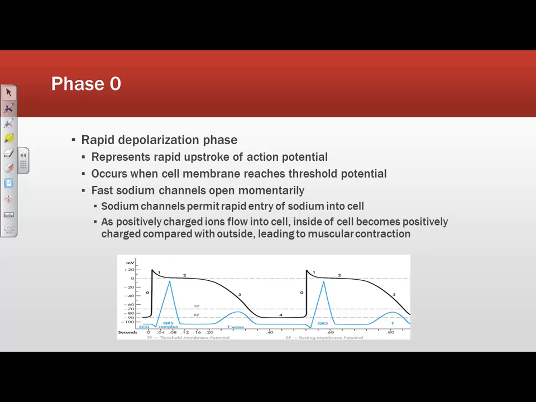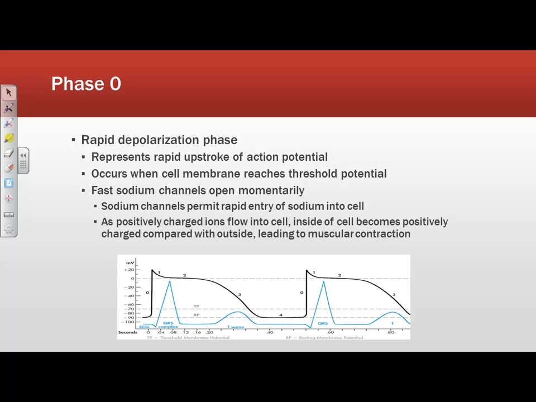So phase 0. The first start of the cardiac action potential check sheet. Step 1: you've got to have the rapid depolarization phase. So what do we know about the start of depolarization? We know that there's a much higher influx of what?